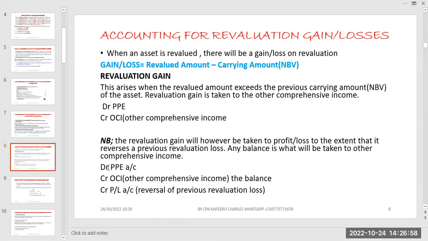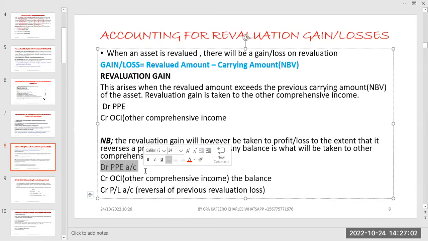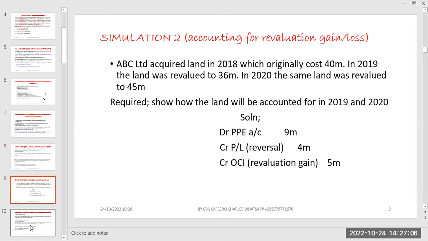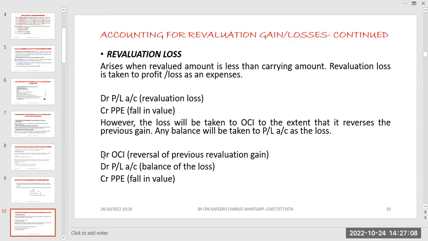Then you have to debit the asset. This one will be having the whole revaluation gain because the assets will be increasing in value. It is the same thing which is here.